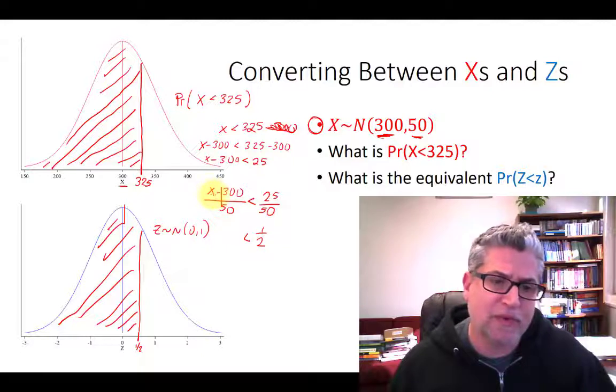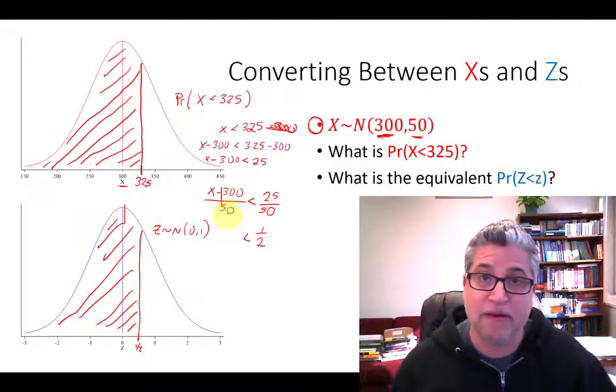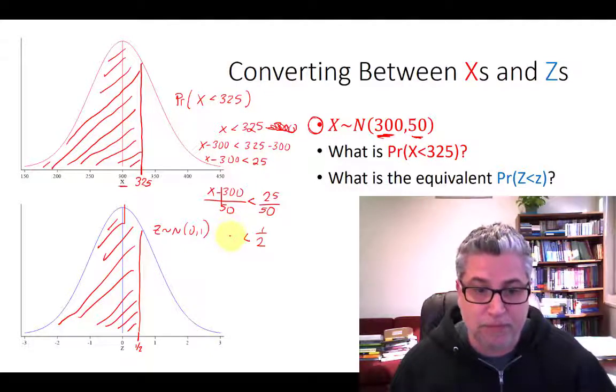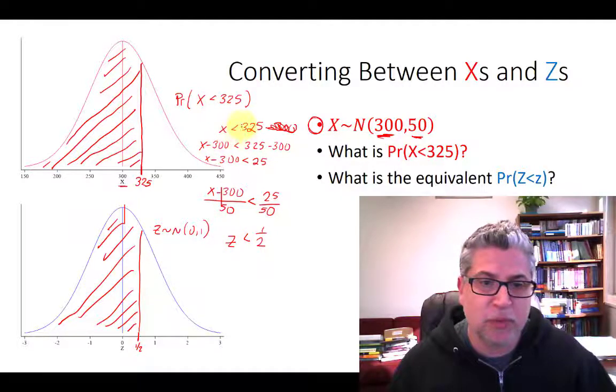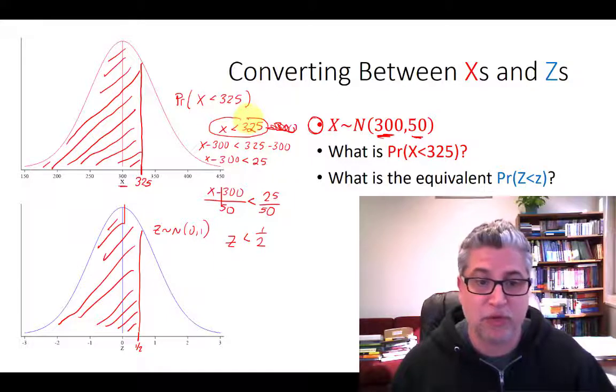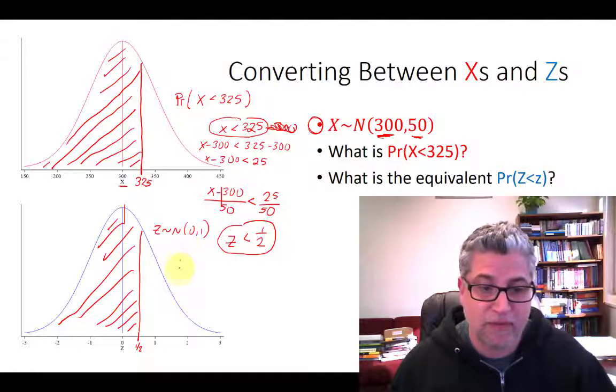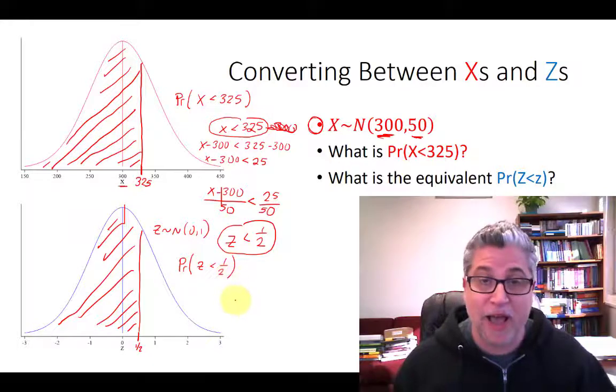And then what is this when we have x and we subtract off the mean and divide by the standard deviation? That's our formula for standardizing a variable, whenever we were doing the z-scores. So we can see that we've converted this statement, x less than 325, to this statement, z being less than a half. So what is the probability that x is less than 325? It's got to be the same as the probability that z is less than a half.